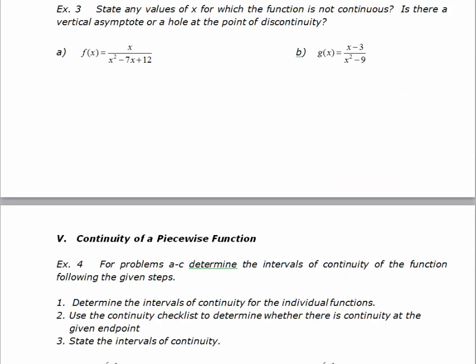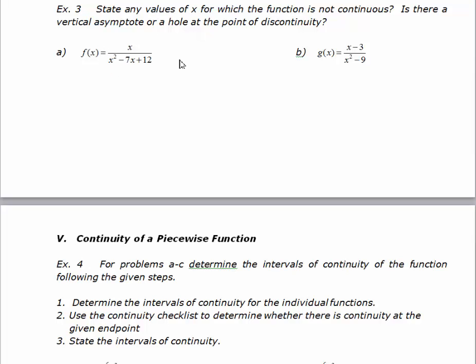Alright, let's look at example 3. It says to state any values of x for which the function is not continuous, and is there a vertical asymptote or a hole at that point of discontinuity. So we know that rational functions are continuous on their domains, and so basically what we're trying to do is find out what values are not in their domain, and characterize these values as either a place where a vertical asymptote exists or a hole.